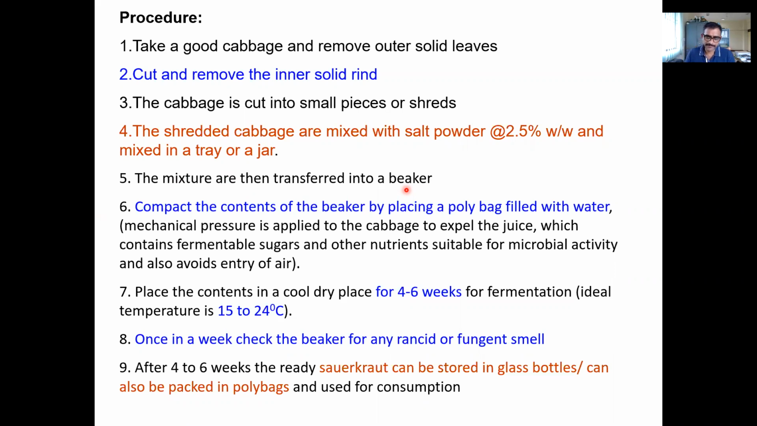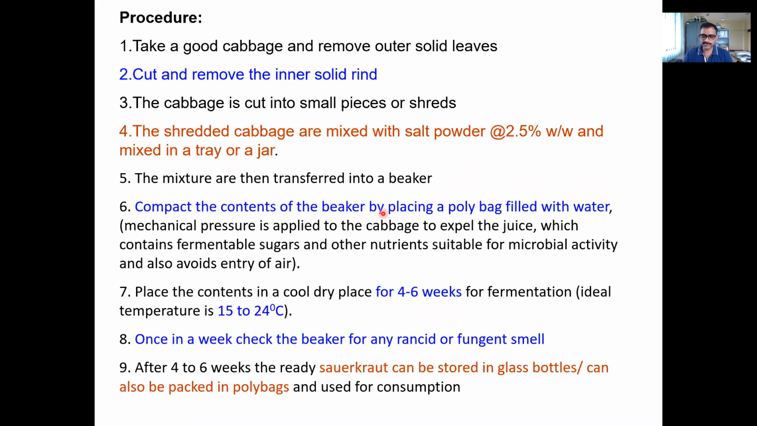Fill into that. After that, you need to take a polythene cover. Fill that with water, tie it, and place it on the beaker. This will compact the content of the beaker, pressing the contents, that is, the shredded cabbage which is mixed with the salt.